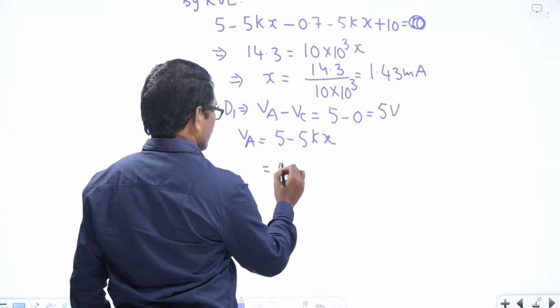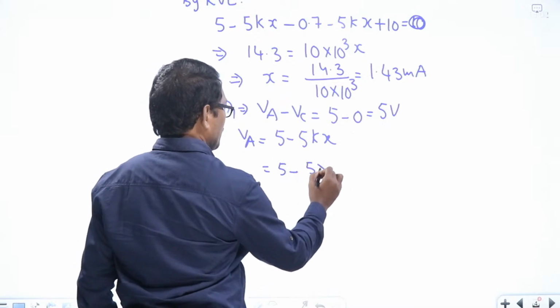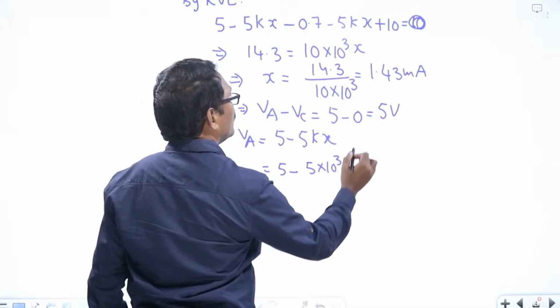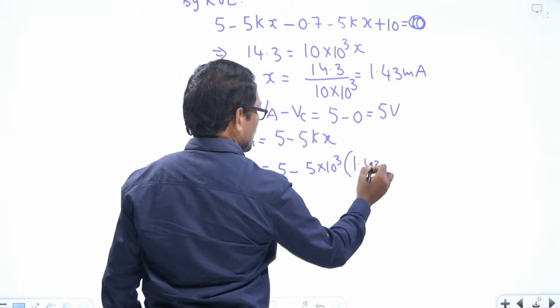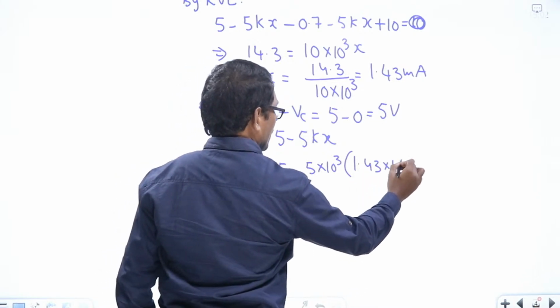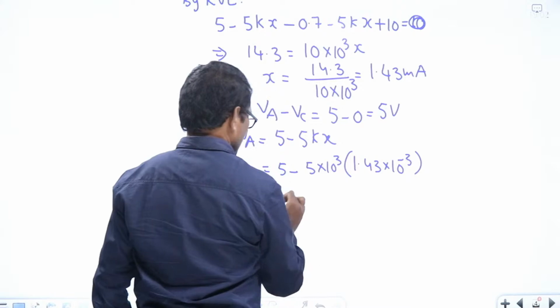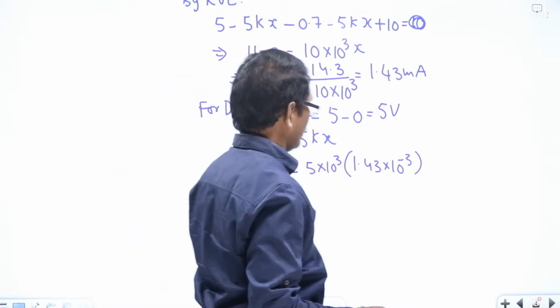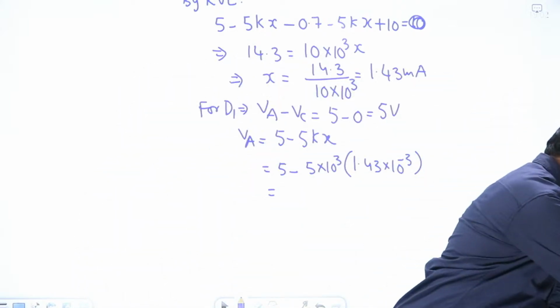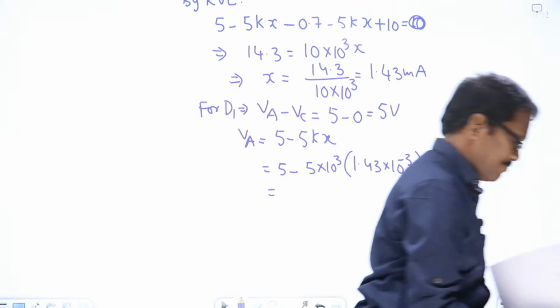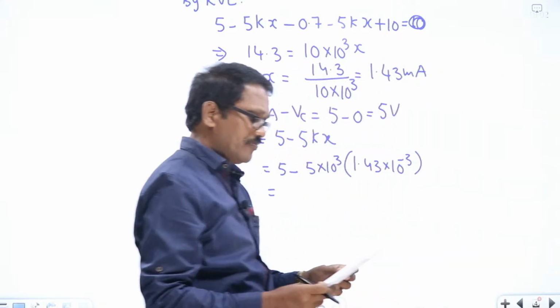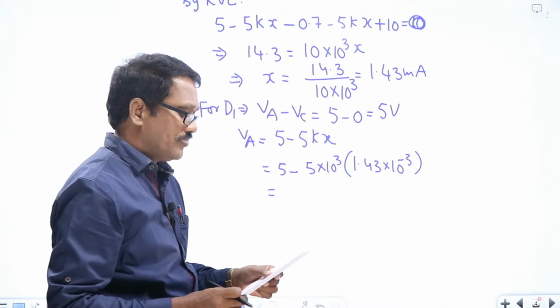That is equal to 5 minus 5 into 10 cube into 1.43 into 10 to the power of minus 3. That is equal to... I have solved here. Meanwhile you do this problem.